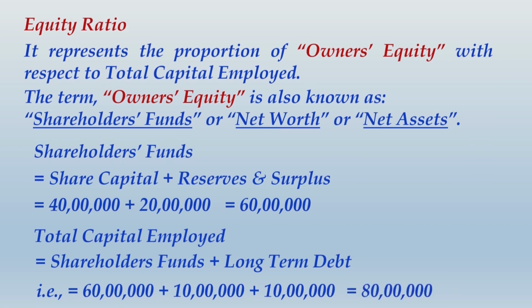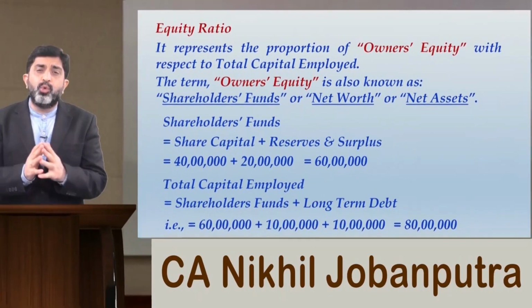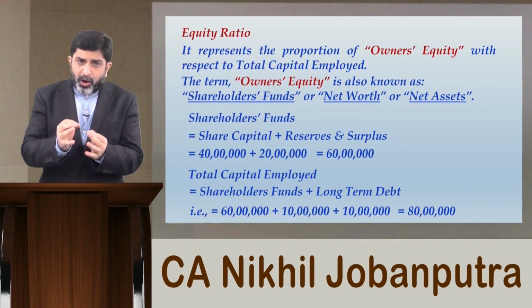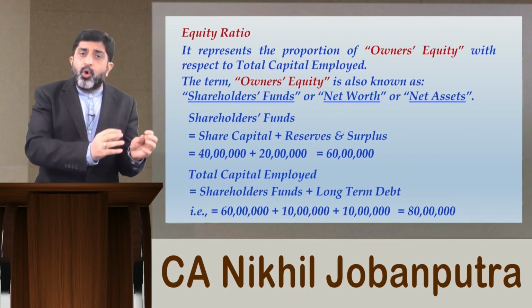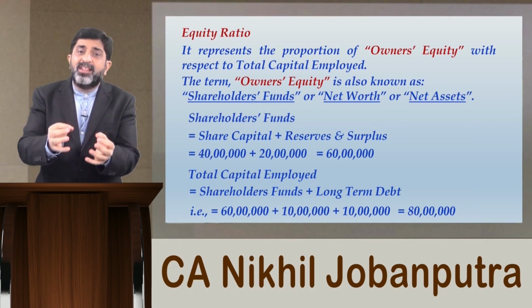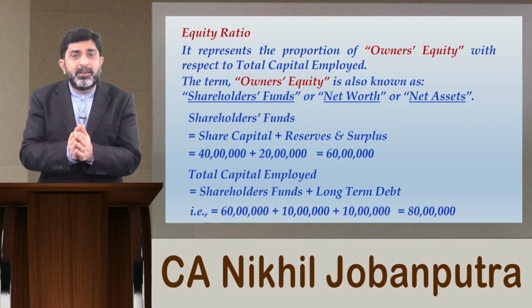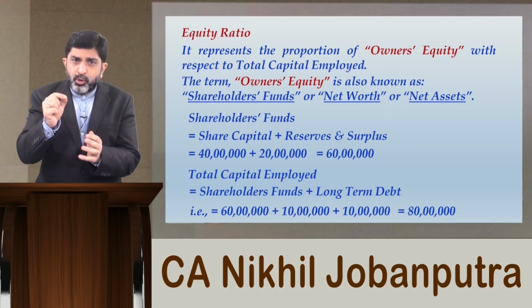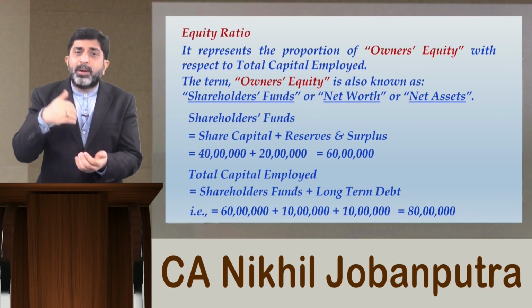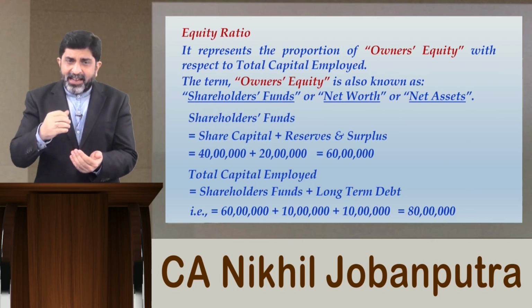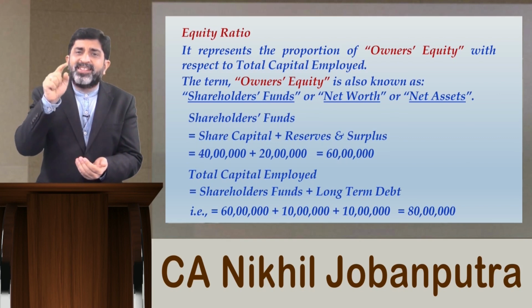Now the idea is very simple. The equity ratio here would simply indicate the ratio of your owner's equity with respect to the total capital employed. The total capital employed in our example is 80 lakhs and owner's equity itself is 60 lakhs. So when you take this ratio of equity divided by total capital employed, it will be 60 lakhs divided by 80 lakhs.